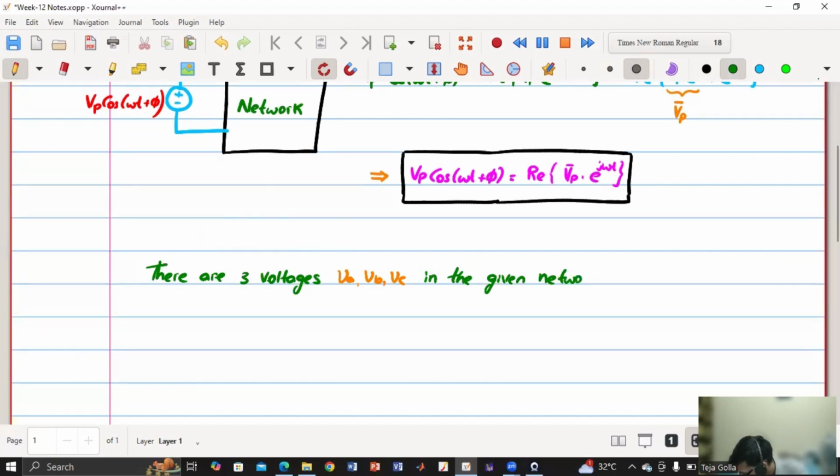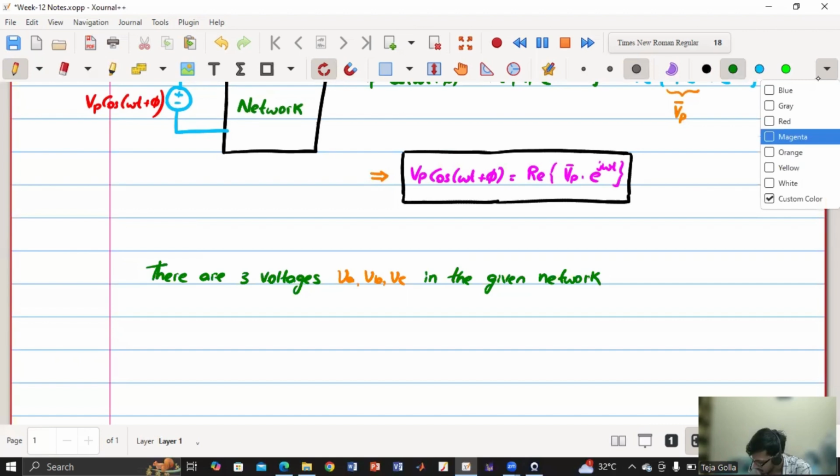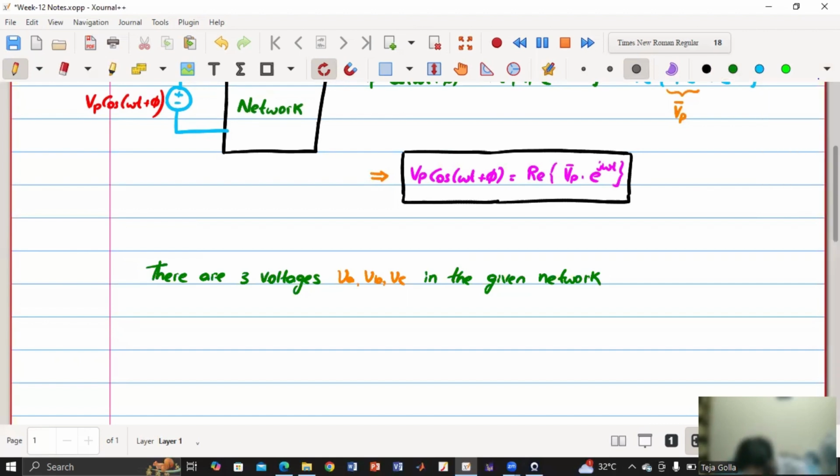Okay. So now what happens is I can write VA as the real part of VA phasor into e to the power j omega t.